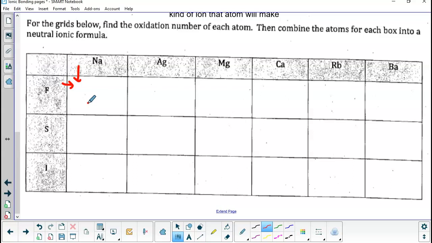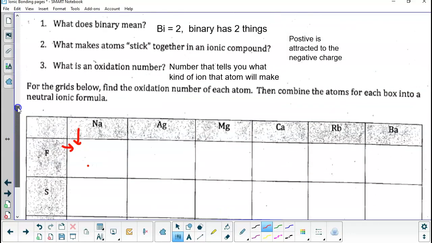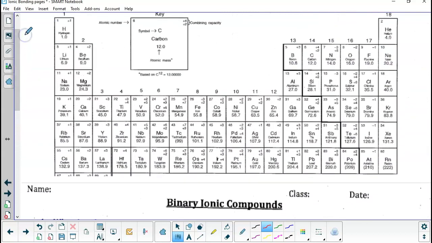I need to look up the oxidation numbers of these atoms. So I've got F and Na. I'm going to go up to my periodic table here. Here's Na, number 11, sodium, and that has a +1 charge. So that means my other one has to be negative. I'm going to look over on the other side of the table, and here is F. F has a -1 charge.